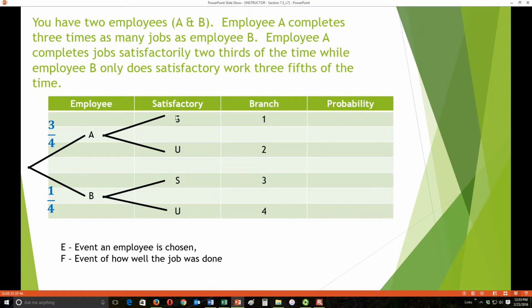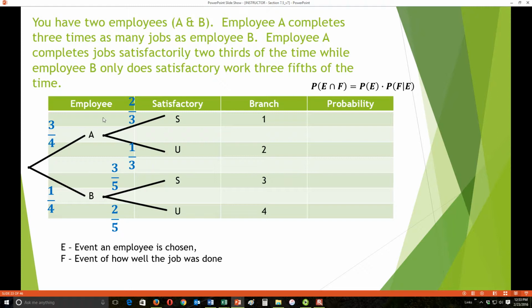Now employee A's satisfactory rate is 2/3 of the time. So 2/3 of his jobs will be satisfactory compared to 1/3 unsatisfactory. Whereas employee B, 3/5 will be satisfactory, versus 2/5 unsatisfactory. Remember, these pairs always have to add up to 1. Now let's figure out our probabilities. The probability of E intersect F equals the probability of E times the probability of F given E.